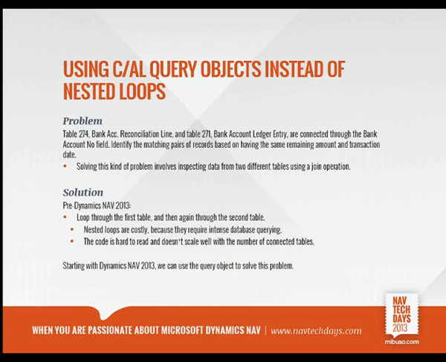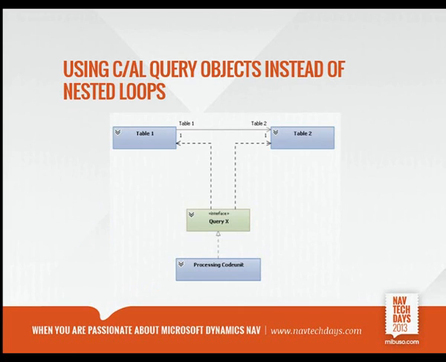So again, in Dynamics NAV 2013, we introduced the query. So we decided to give it a try and see how it can be done. Basically, what you need to do is to get the tables that you want to join with a query on this set of tables, and then have a processing codeunit that goes through the records in the query and does whatever you need it to do. In our case, find matching records.